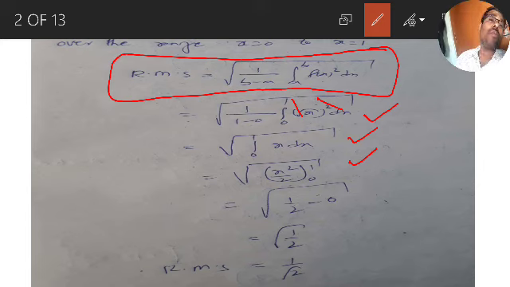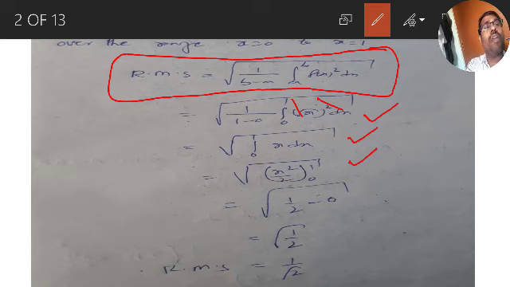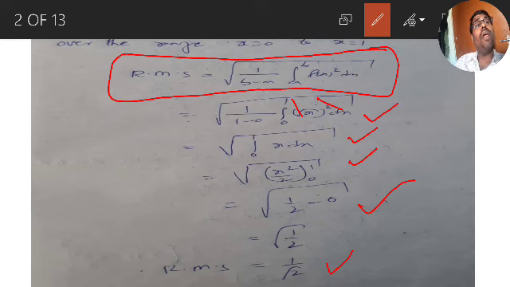Are you getting it? So, apply the upper limit, that is 1. So 1 squared by 2, 1 squared is 1, that is 1 by 2, minus the lower limit 0, 0 squared is 0, 0 by 2 is 0, that is 1 by 2 minus 0, square root of 1 by 2. Square root of 1 is 1 and square root of 2 is root 2, therefore RMS is 1 by square root of 2. Are you getting, guys? This is my RMS value.